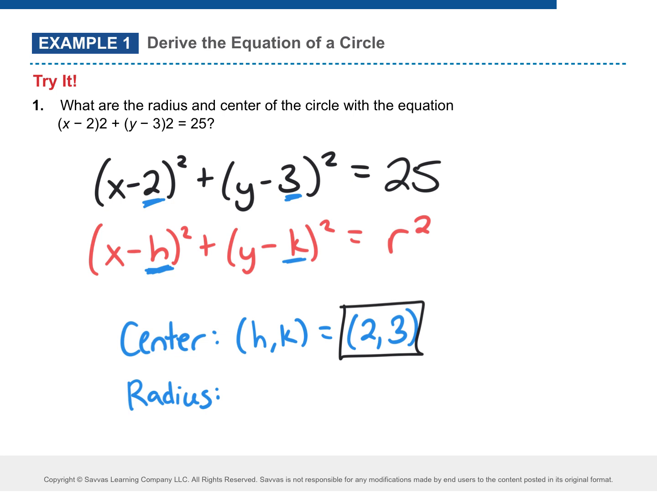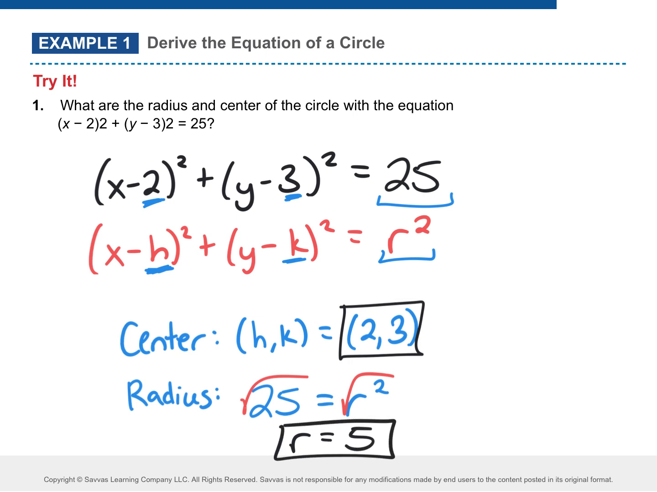Now the radius. A lot of you are going to say the radius is 25. Is that true? Why not? Right, 25 is equal to r squared. So how do I solve that now? Take the square root of both sides. So our radius is actually 5. Exactly.